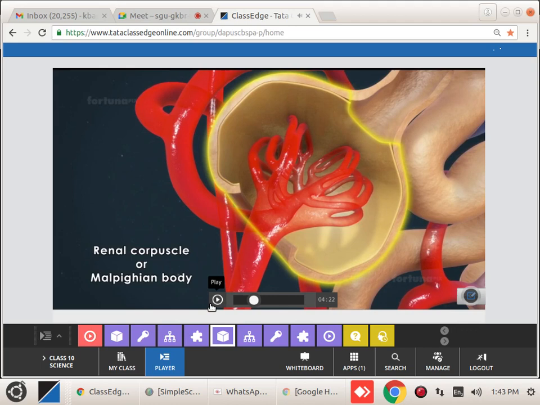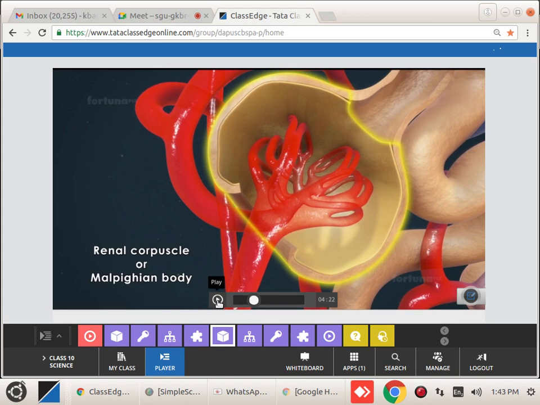Yes, all of you students, just see the very beautiful diagram they have given in the Tata classes. That is the Bowman's capsule and that is the glomerulus. Very beautifully they have given it here. Okay, just go through the video further. Then I will explain each and every part of the nephron.